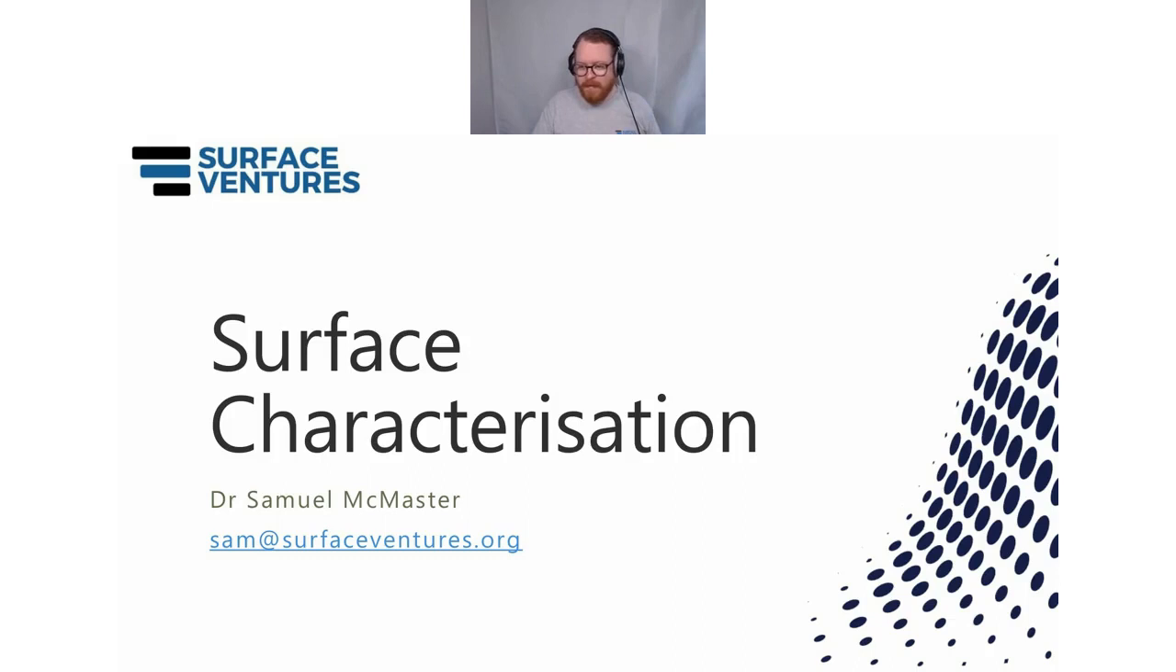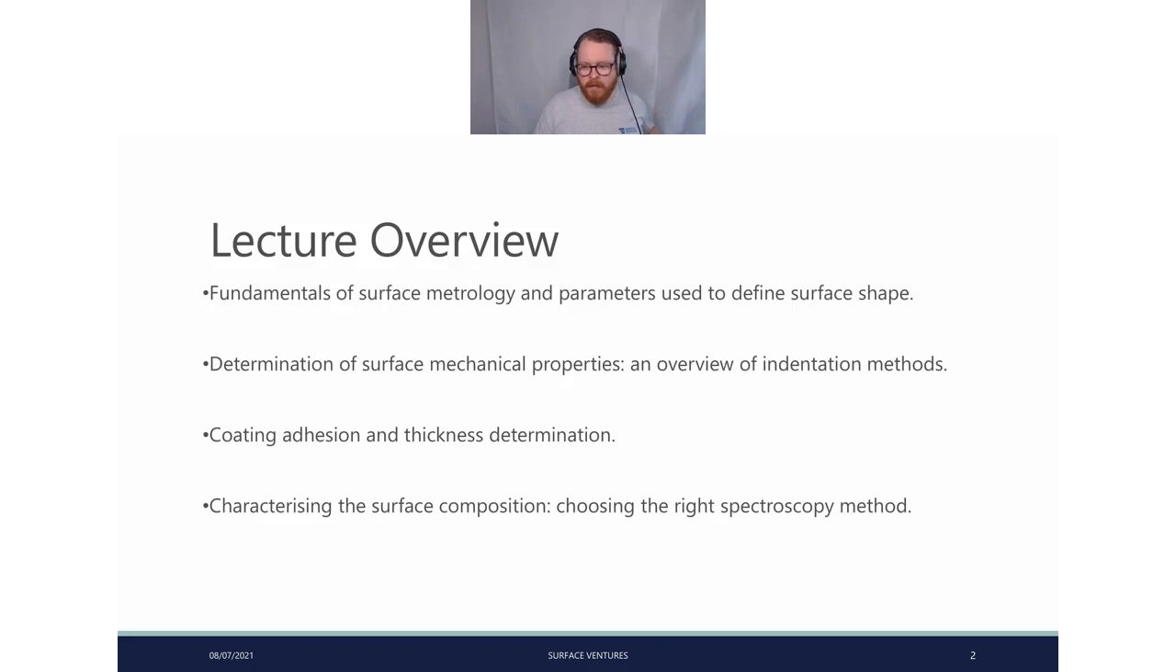All right, so we'll just go ahead and do a quick overview of what we're going to be covering today. A little bit of the fundamentals of surface metrology and the parameters we use to define surface shape and form. A little bit about surface mechanical properties, focusing on nanoindentation in particular. Coating adhesion and thickness determination as well, and then finally looking at different characterization methods, spectroscopy methods for characterizing various surfaces.